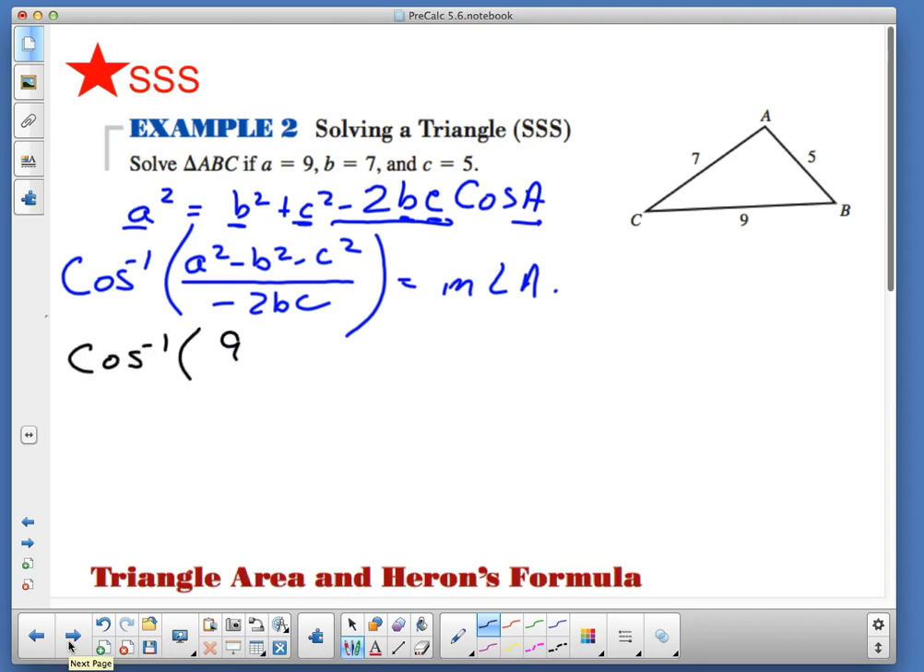A was 9, B is 7, C is 5, minus 2b, again, is 7, and c is 5. So that's the information that goes in my calculator to kick out my value for A, which is 95.739.